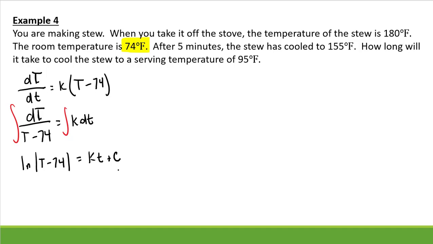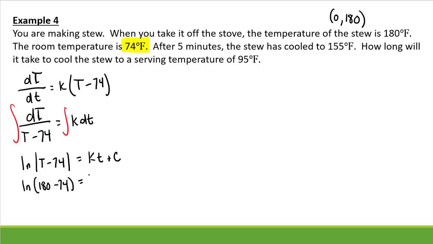From here, what I'm going to do is plug in my initial condition. So my initial condition at time 0, we have 180 degrees Fahrenheit. So the ln of, hopefully my temperature minus 74 is not going to go negative. So I'm going to say that this is 180 minus 74 without the absolute value signs. K times t is 0. So this is going to get me my C constant.